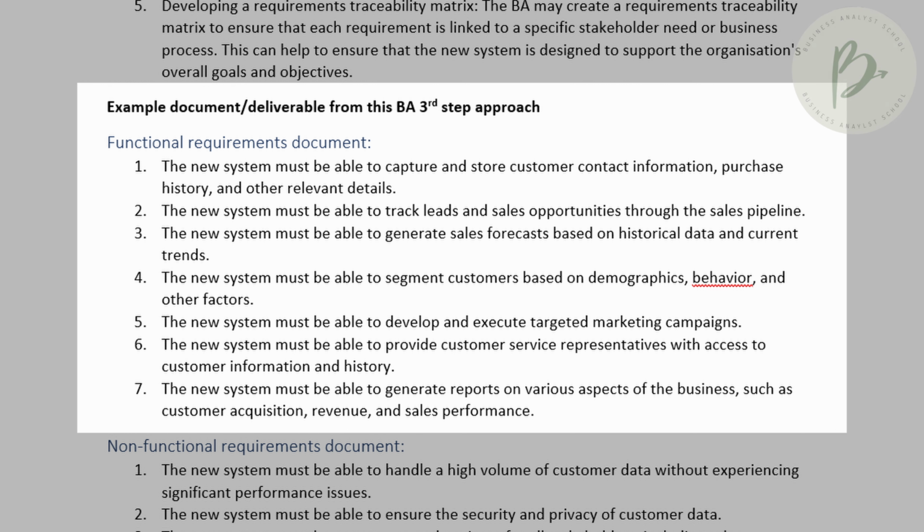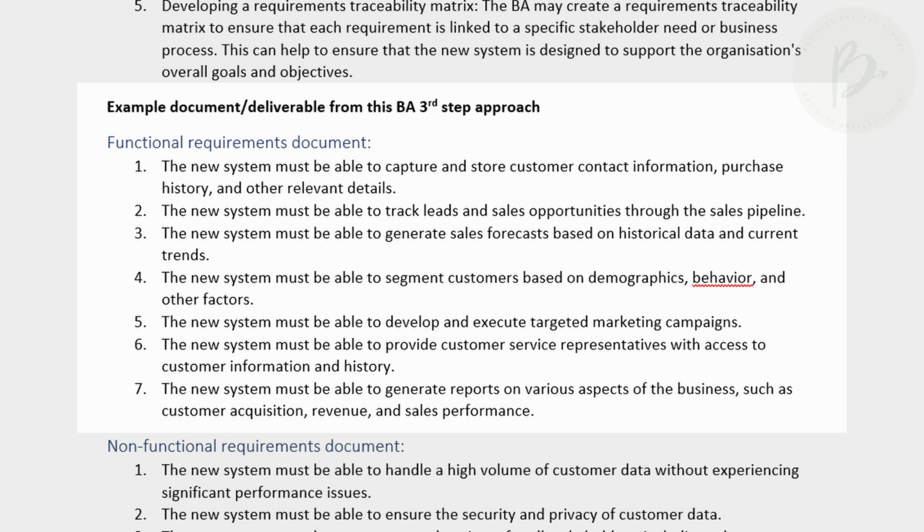Some examples of functional requirements for our CRM project include that the new system must be able to capture and store the customer contact information, the purchase history, and other relevant details. Right? This is one. It's part of the as-is, but we want to make sure that it is also in the to-be. When you're gathering requirements, you're also gathering the as-is, because we're making our as-is the to-be and then adding some new things onto it, okay? So you also need to make sure that those are in your requirements document.